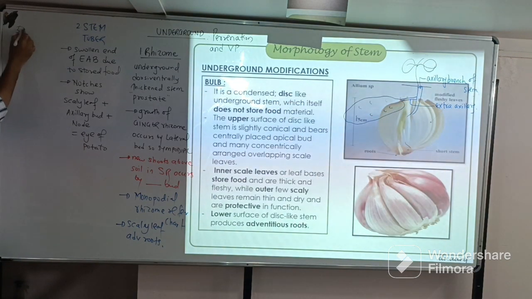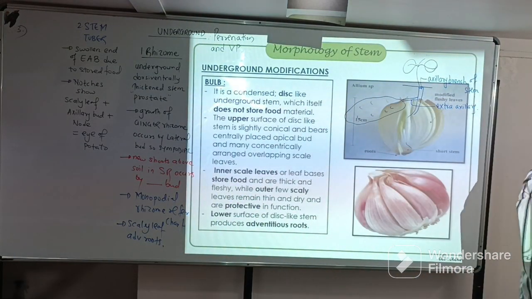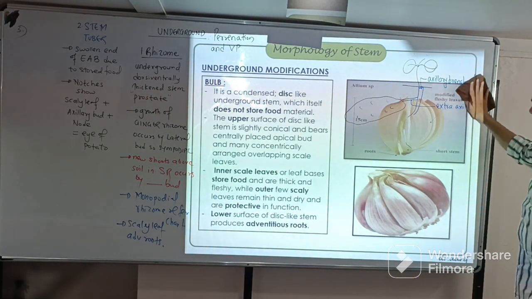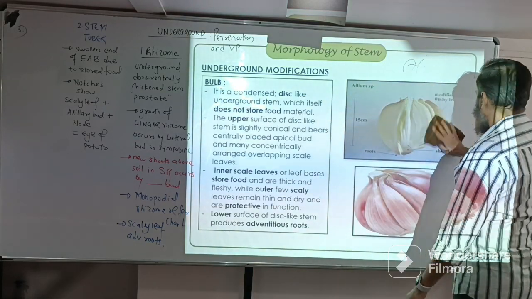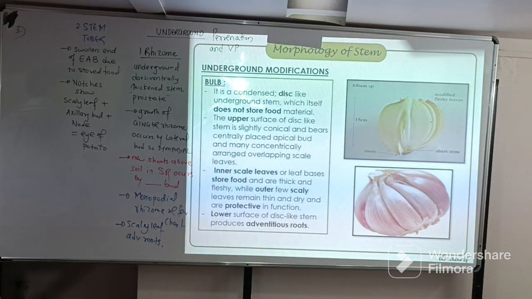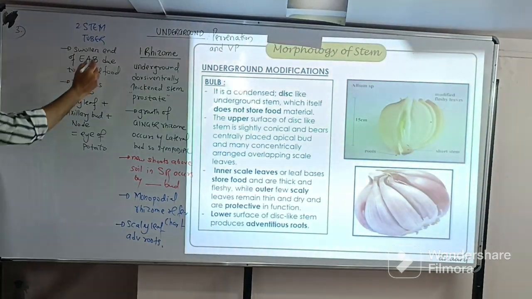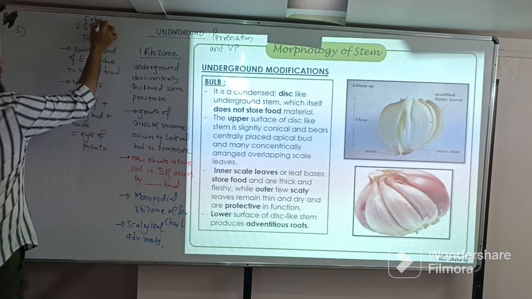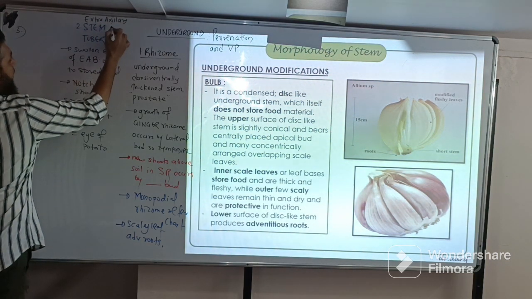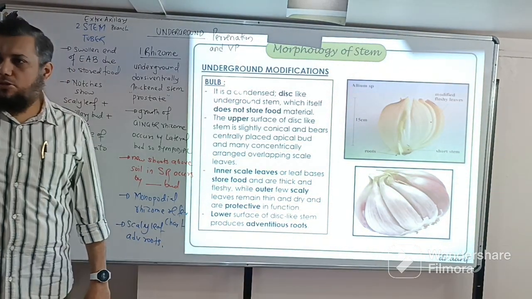We'll change the slide. What is the full form of EAB? You write on your own now, or you can see the recording. EAB full form? Extra axillary branches. Who said the word extra? Here only you people make mistakes. Extra axillary branches. Let's move ahead.